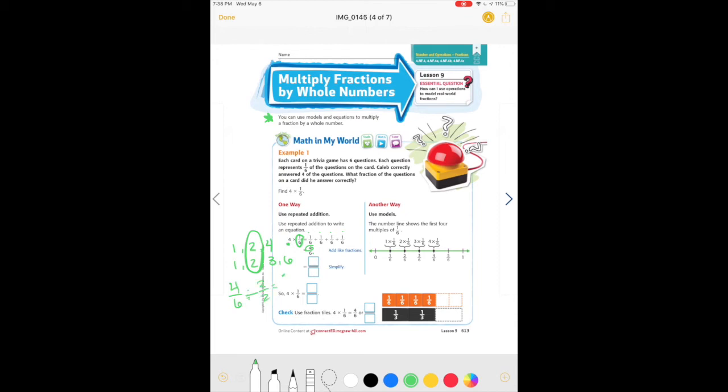4 divided by 2 is 2. 6 divided by 2 is 3. So simplified, my answer is 2/3. So 4 times 1/6 equals 2/3.